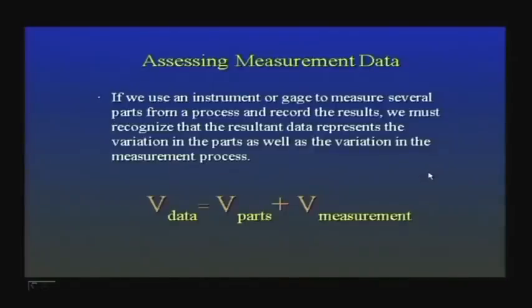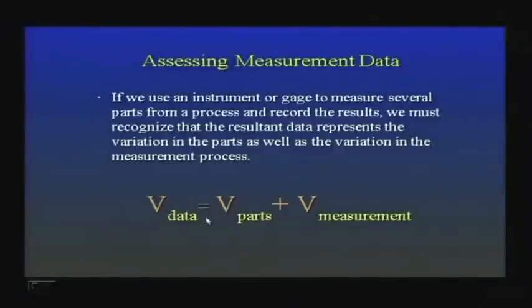There are a couple of things that actually happen when you are making measurements. There is, of course, what you really want to measure. And I show here that the process or the parts have their own variability. No two parts are exactly alike, and therefore you'll have a variance based on the variation within the process itself. When I'm measuring the data, I introduce additional variation, and that is the measurement variation.